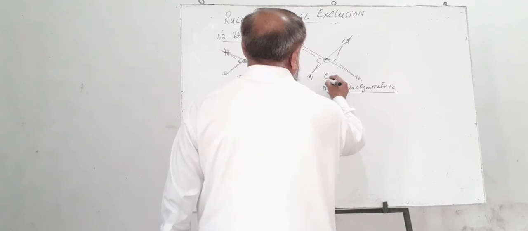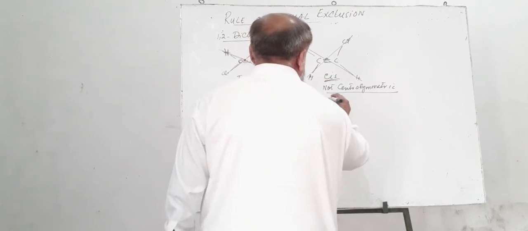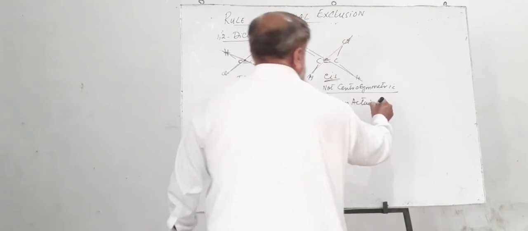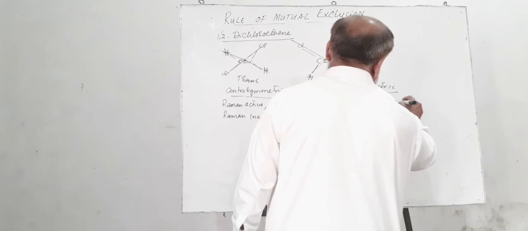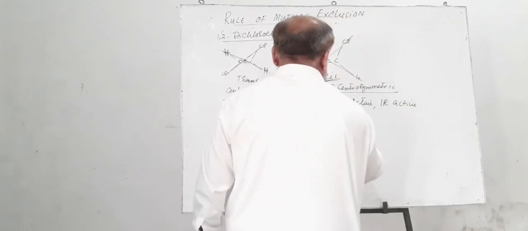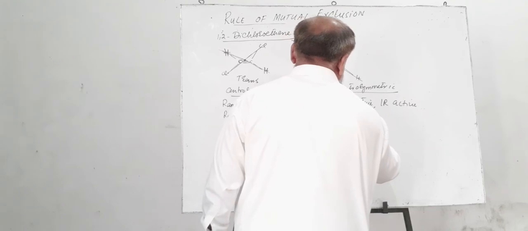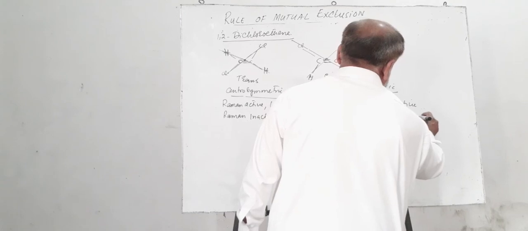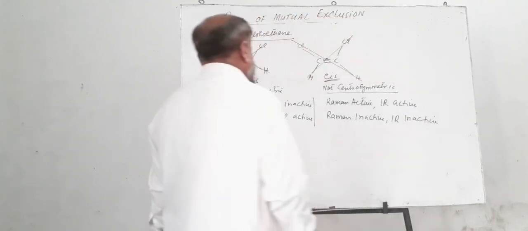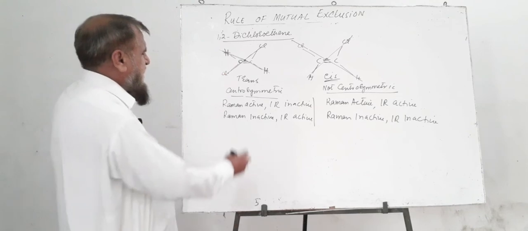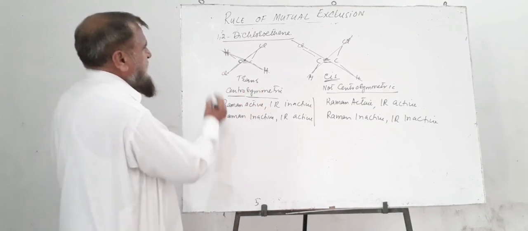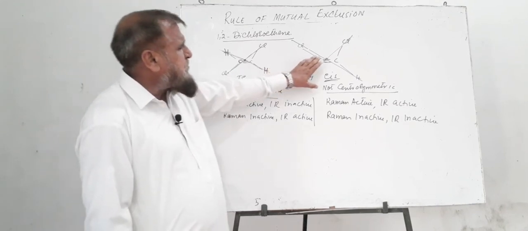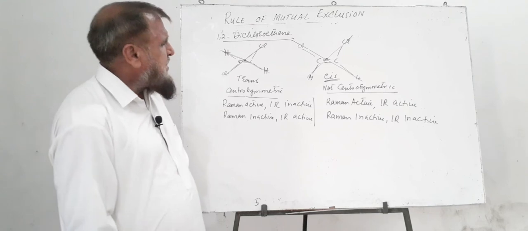the cis isomer, the vibrations will be either Raman active and IR active, or they may be Raman inactive and IR inactive. If the compound follows the rule of mutual exclusion, it will be trans, and if the compound does not follow the rule of exclusion, it will be cis.